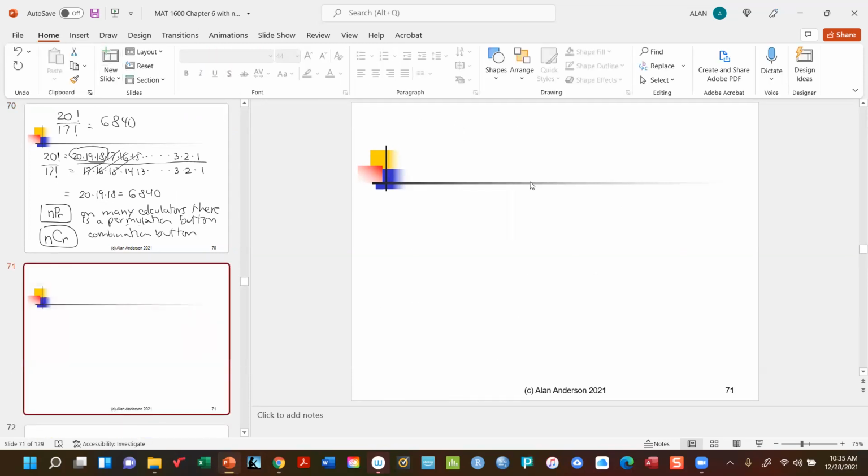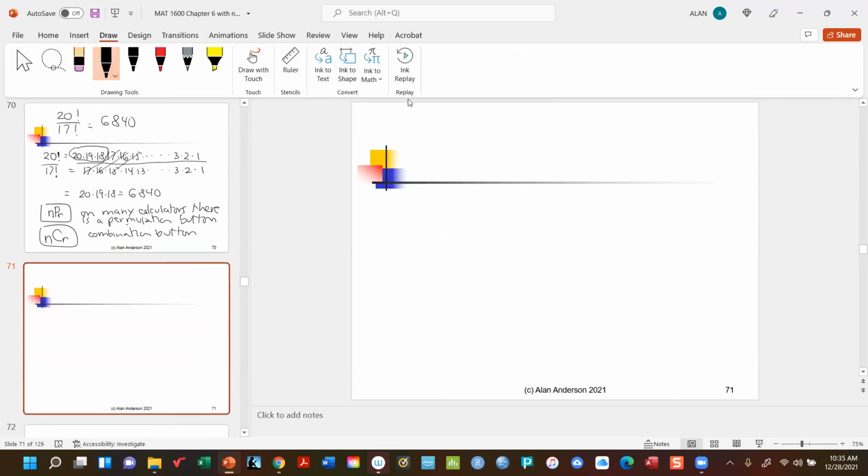So for example, you would put 20 nPr 17. In some calculators you may need the equal sign; some of them you don't.